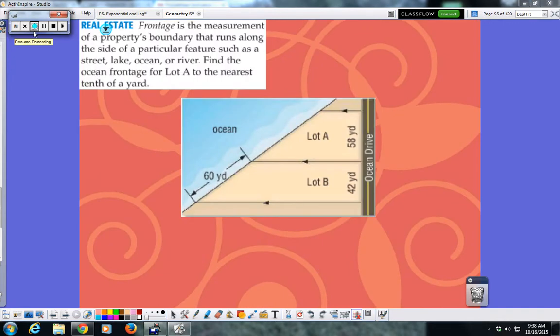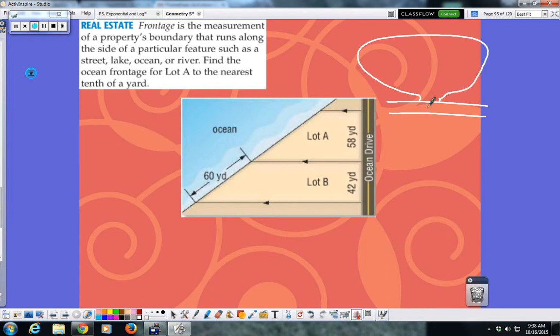Real estate says frontage is the measure of a property's border or boundary that runs along the side of a particular feature, such as a street, lake, ocean, river. You might have heard your parents talk about road frontage. When you have land, that land is worth more if it has frontage. You really don't want, if this is your road, land that does something like this and blossoms way back here and you've got just a tiny bit of road frontage. Because that means somebody else owns all this. But that's what frontage is: it's a boundary between your land and either a road, a lake, a river, whatever. That's your frontage.